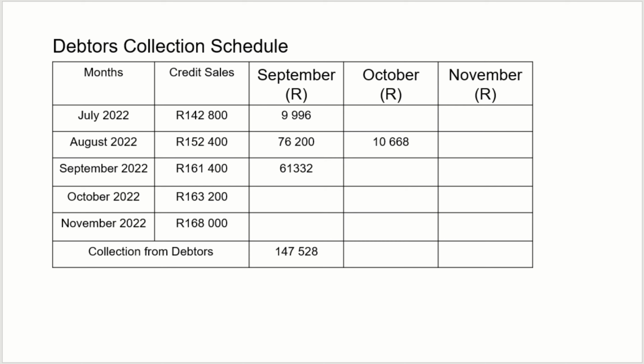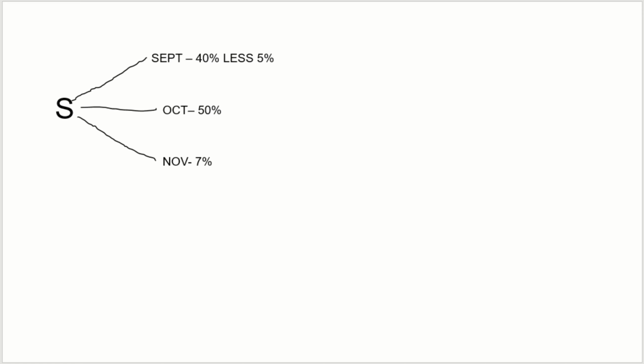Now, if you want to try to do the branch and the calculations, feel free to pause the video and do so yourself. This is what the stem and branch for September would look like. Remember, the month of sale would be September, and the collection months would be September, October, and November.